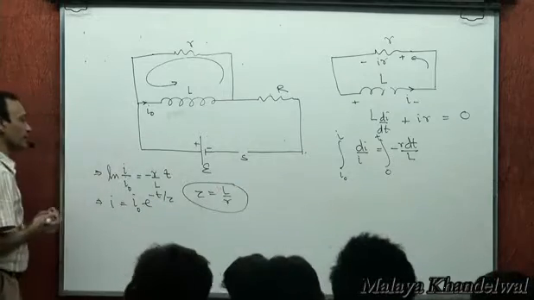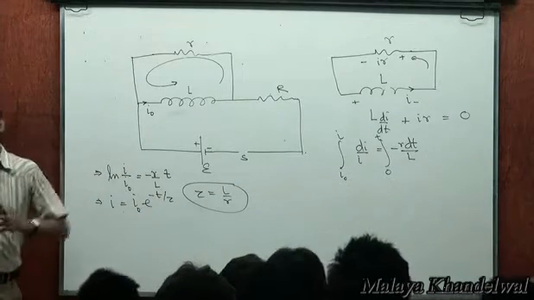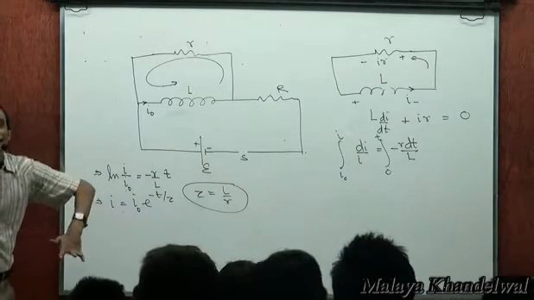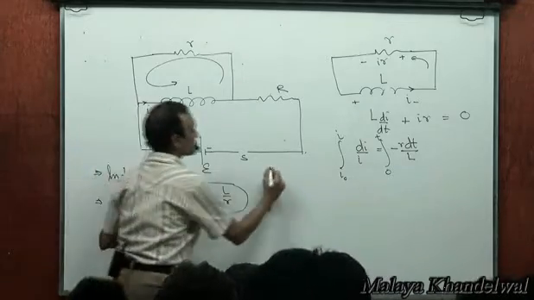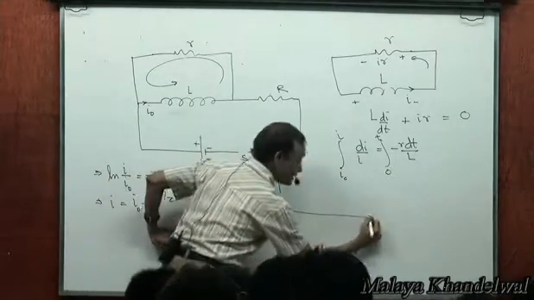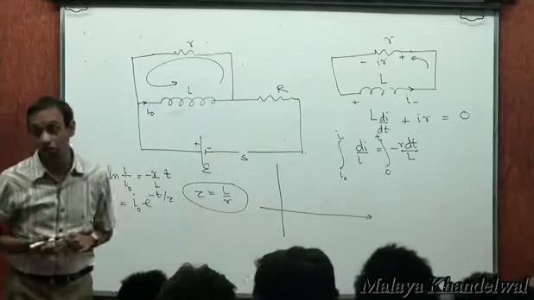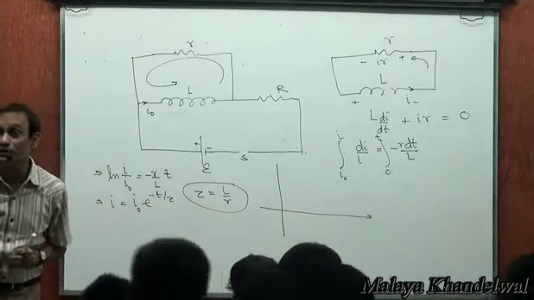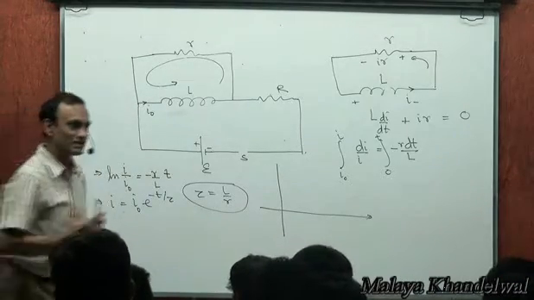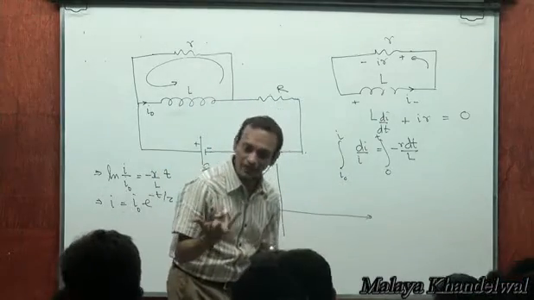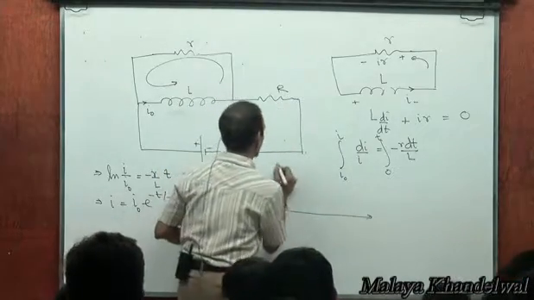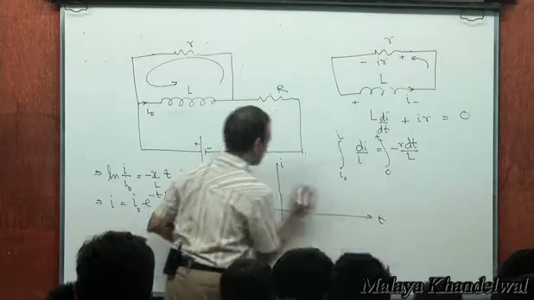Tau would be L by R. That's the time constant for the decay. So the decay takes place exponentially. It's a fast decay. Exponential decay is a fast decay, but it's not abrupt anyways. We do want a quick decay, and that's happening here. So, I versus t.